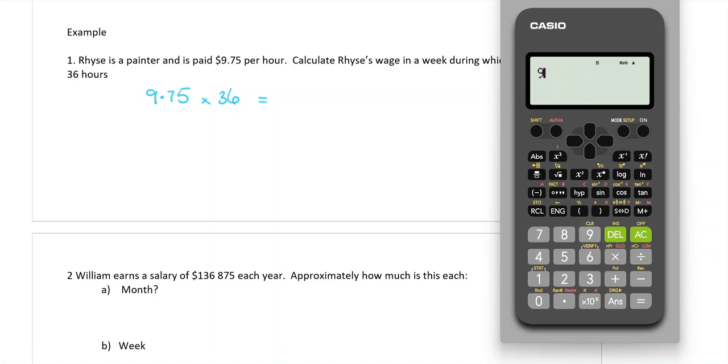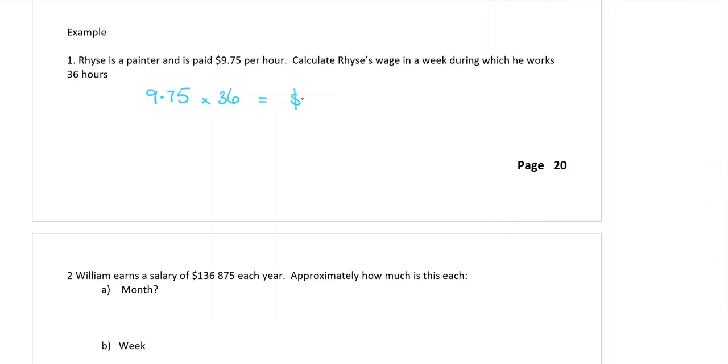Okay, let's type it in. 9.75 times 36. He gets paid $351. Let's try another one.